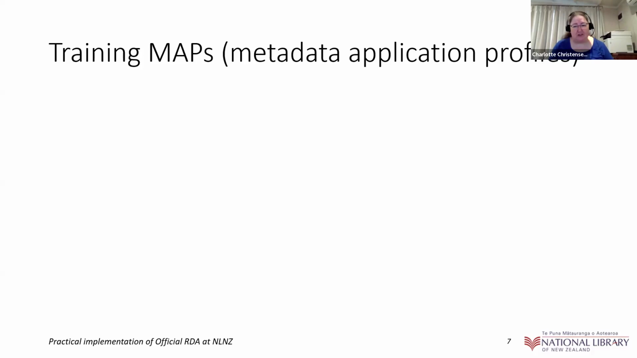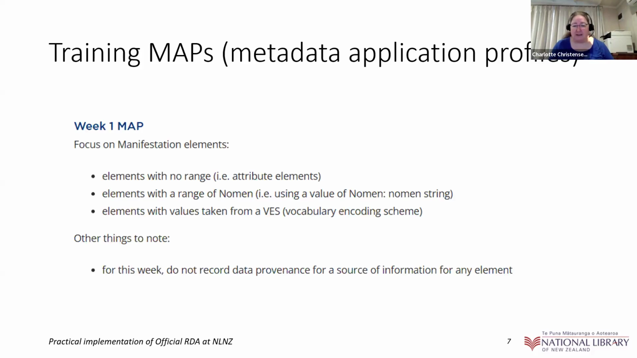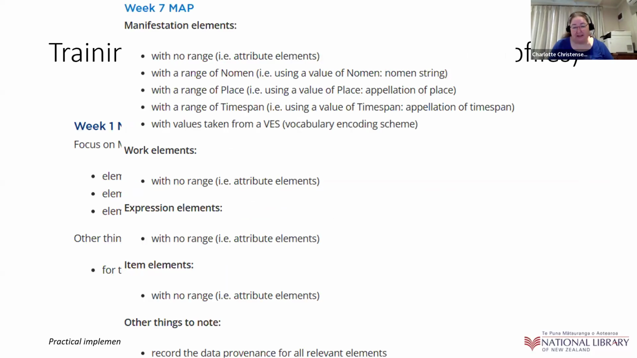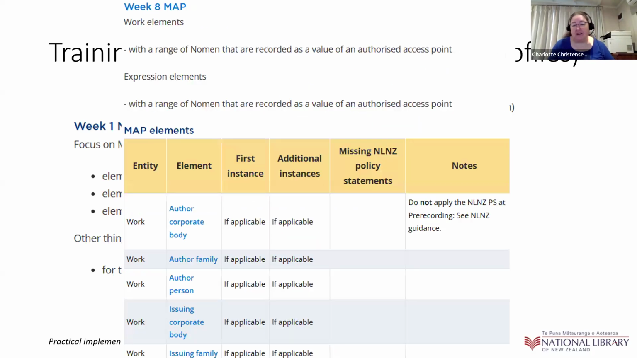These training maps were heavily curated, listing only the elements covered by the training, and trainees were expected to only use the elements listed rather than exploring other elements at this stage. For example, at week 1, we had a very limited range of manifestation elements and no elements from any other entity, while by week 7, we had almost completely covered manifestation, as well as all attribute elements for work, expression, and item. Then in weeks 8 to 11, we focused on access points, and so our maps stepped away from the elements we were familiar with to focus only on those that helped us with that learning.